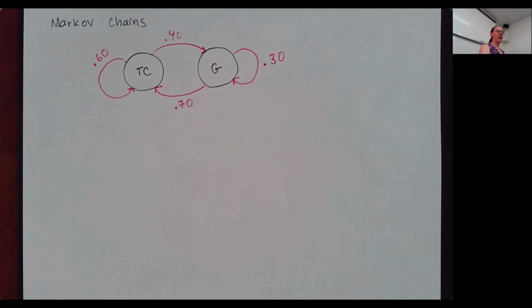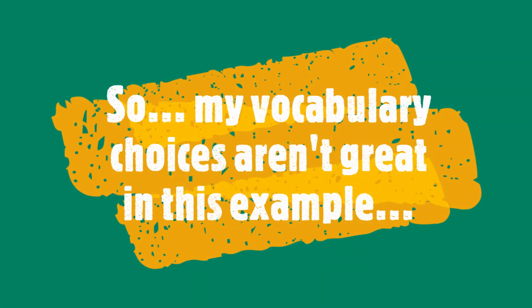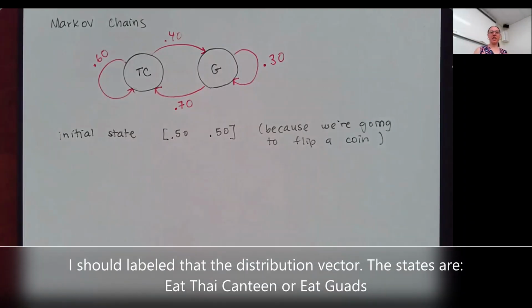I think that to decide where we're going to order tonight, we're going to flip a coin. So if I flip a coin, there's a 50-50 chance that I'm starting at Thai Canteen tonight or at Guad's tonight. If I start with a 50-50 chance, the question is: 1 night from now, 2 nights from now, 10 nights from now, where will I be eating? And because I just made these numbers up, it might get ugly, but we'll handle it.